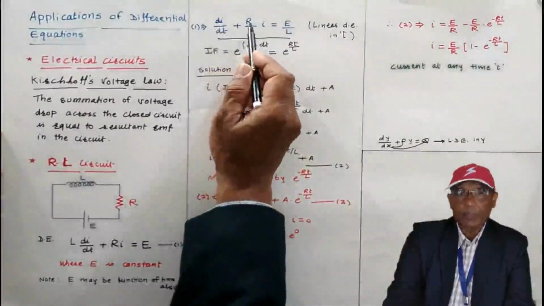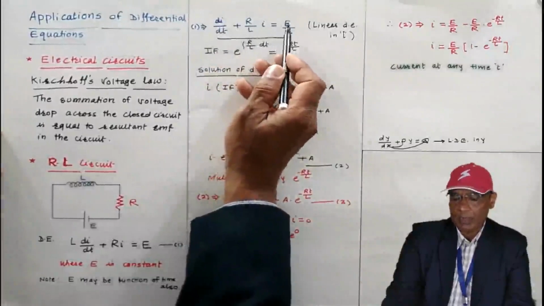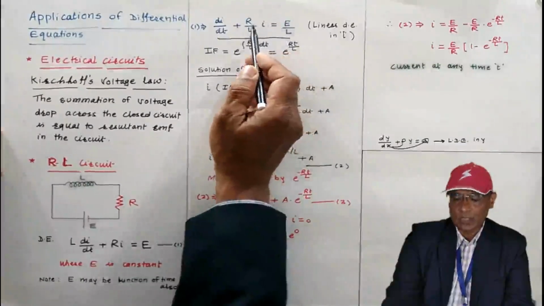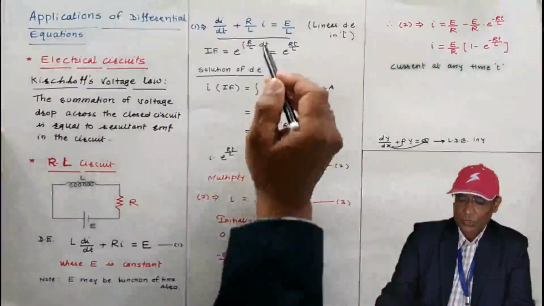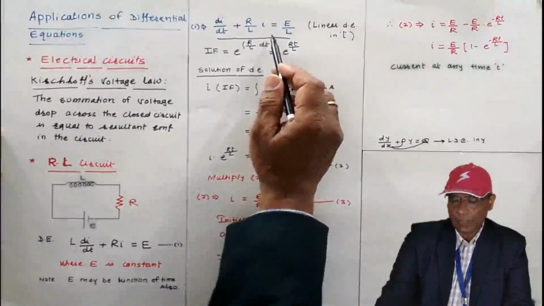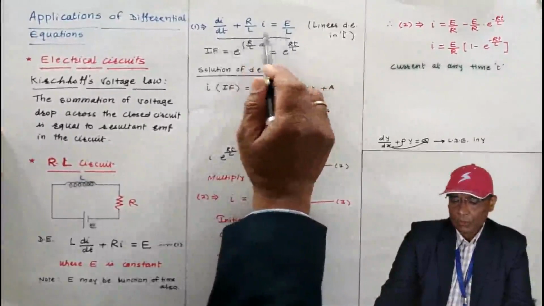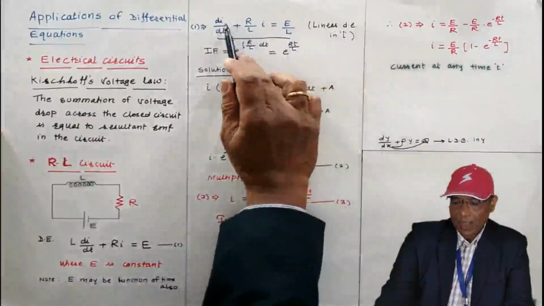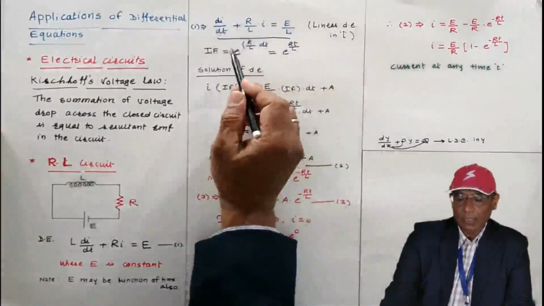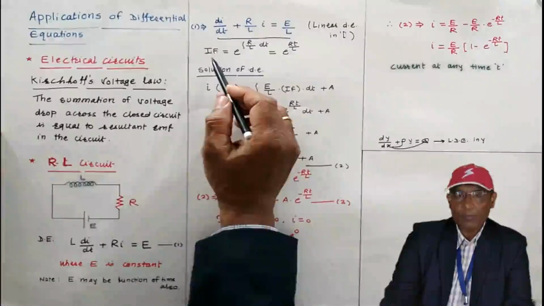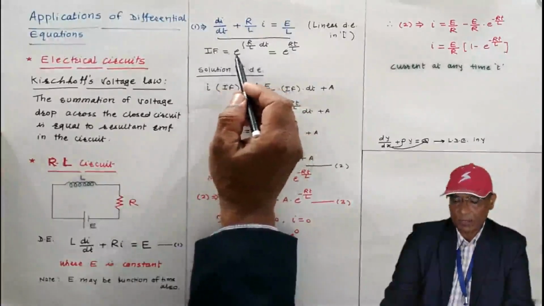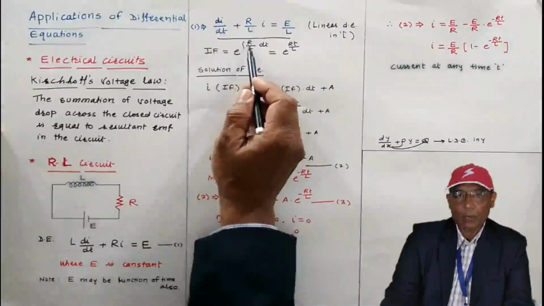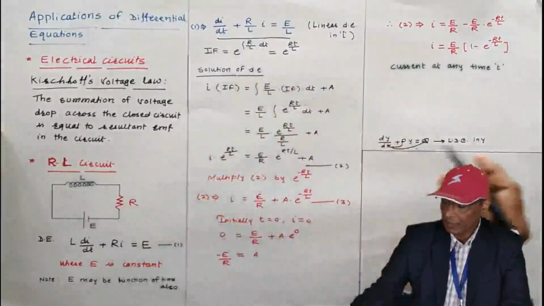di by dt plus R by L times I is equal to E by L. E is constant, resistance is constant, and here in the circuit inductance is also a constant quantity. So this is a linear differential equation in I. Therefore, I am going to find the integrating factor. The integrating factor is e to the power integration of p dt.